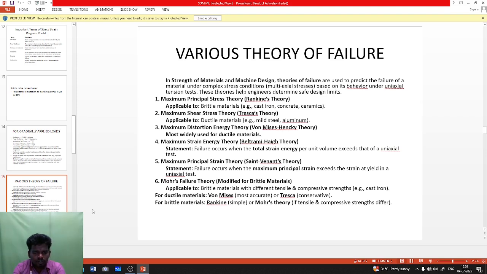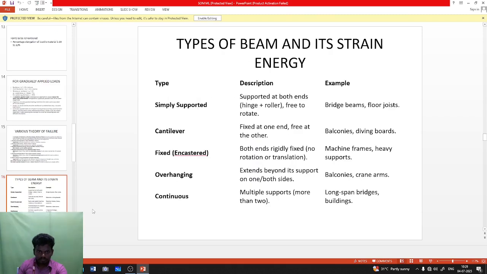Mohr's failure theory, modified for brittle materials, is applicable to brittle materials with different tensile and compressive strengths, for example cast iron. For ductile materials, von Mises is the most accurate and Tresca is the conservative one. For brittle materials, Rankine is a simple method, and Mohr's theory is used if tensile and compressive strengths differ from one another.